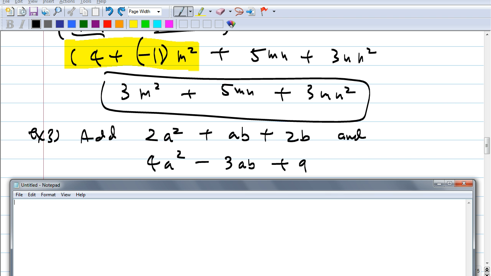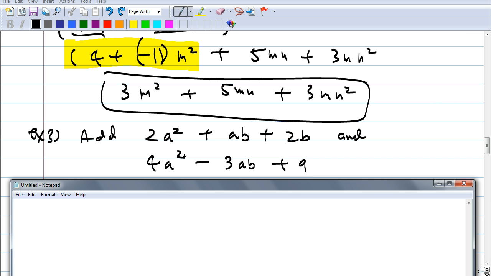Not really, but sometimes it does make it easier. The way I do this is kind of notice: first of all, I have subtraction. Do I like subtraction? No. So I'm going to rewrite this as addition.